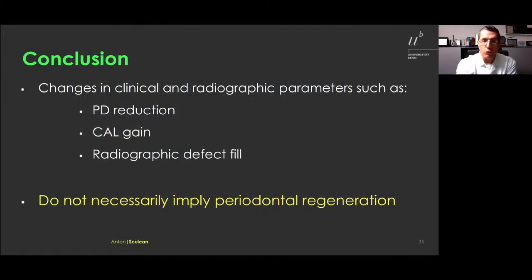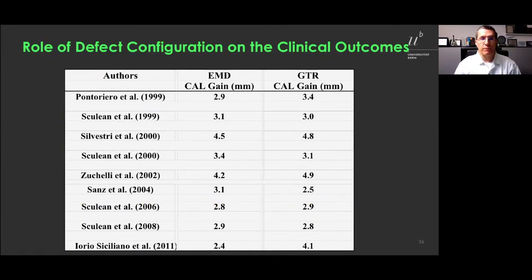So, in conclusion, if I elaborate on the biology of periodontal wound healing and regeneration, again, please be aware that changes in clinical and radiographic parameters, such as, for example, reduction in probing depth, gain in clinical attachment level, or a so-called radiographic bone fill, doesn't necessarily imply periodontal regeneration. For this, we need first biologic background, we need human histology or animal histology at least.